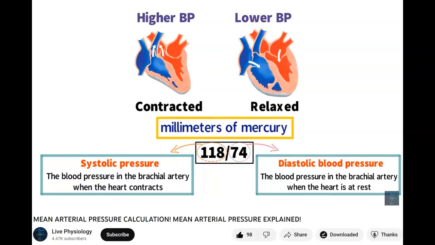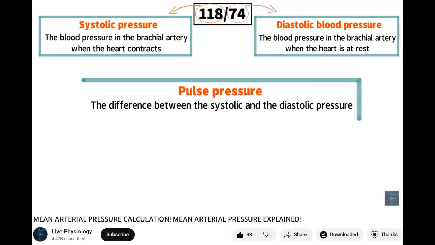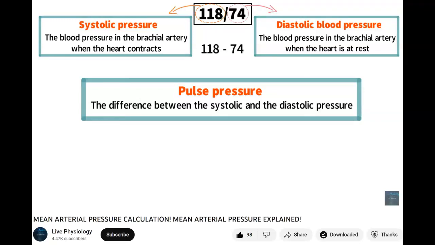However, in blood pressure readings, the units of millimeters of mercury are often not used, and the blood pressure reading is read simply as 118/74. The difference between the systolic and diastolic pressure is known as the pulse pressure. In this example of blood pressure being 118/74, the pulse pressure would be calculated by subtracting 74 from 118. 118 minus 74 equals 44.